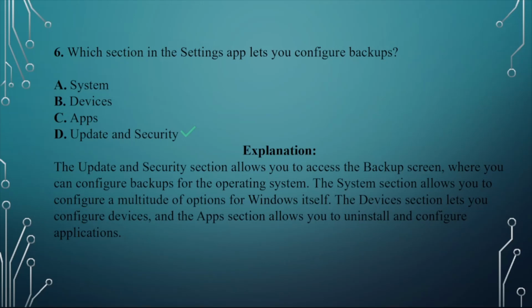So the Update and Security section allows you to access the backup screen where you can configure backups of the operating system. Now the System section allows you to configure a multitude of options for Windows itself. The Devices section lets you configure devices, and the Apps section allows you to uninstall and configure applications.